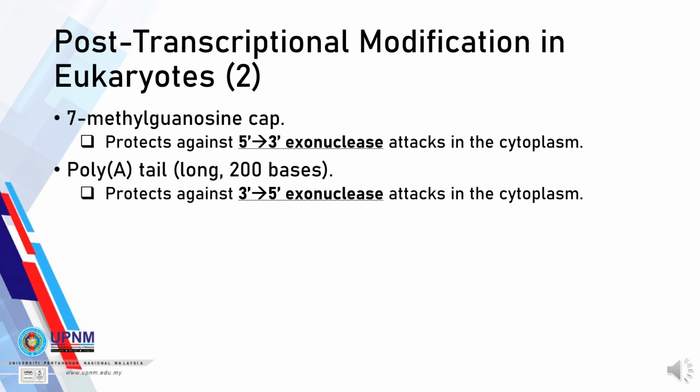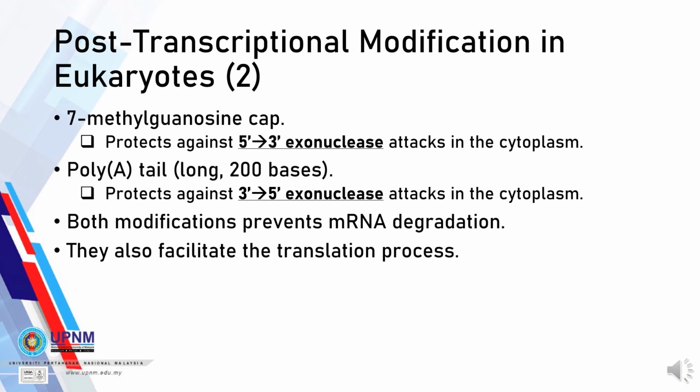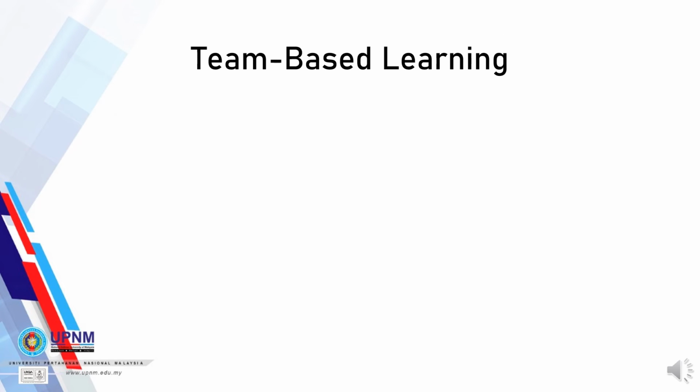7-methylguanosine cap and poly-A tail protect the mature mRNA against the attacks by 5' to 3' exonuclease, and 3' to 5' exonuclease respectively in the cytoplasm. These prevent mRNA from being degraded. Additionally, they also facilitate the translation process. This marks the end of this video.